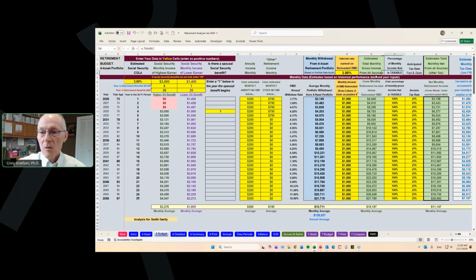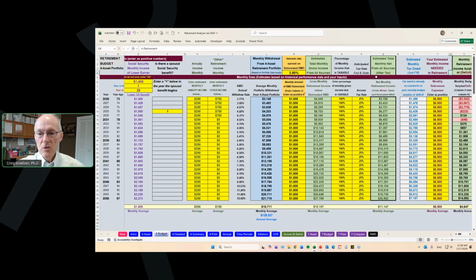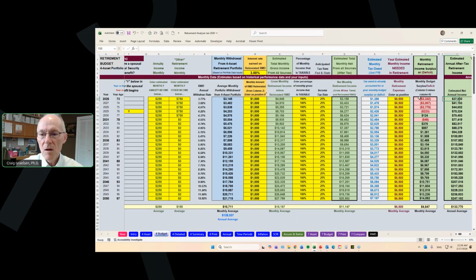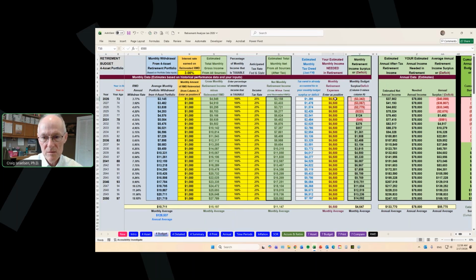Okay. Well, then as you scroll over, now you have basically a view of your cash flow, not just the growth of your portfolio, not just the withdrawals of your portfolio, but the cash flow situation. How much of your monthly income is taxable? You can enter that. What's your tax rate? You can enter that. And then finally, maybe one of the most important columns is, what are your retirement monthly expenses? Okay, well, right now, I've got $6,500 entered as the monthly expense.